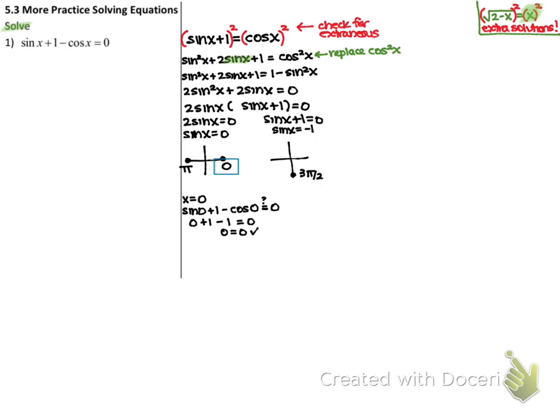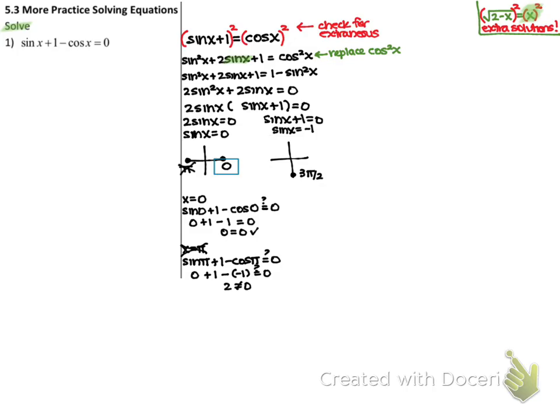Okay, let's try x equals pi. So this is going to give me sine of pi plus 1 minus cosine of pi. Is that equal to 0? I'm just plugging it back into the original equation. Okay, sine of pi is 0 plus 1 minus cosine of pi is negative 1. This is not true. 2 does not equal 0. So x equals pi does not work. Let's get that guy out of there.